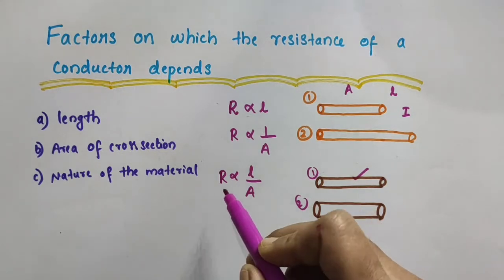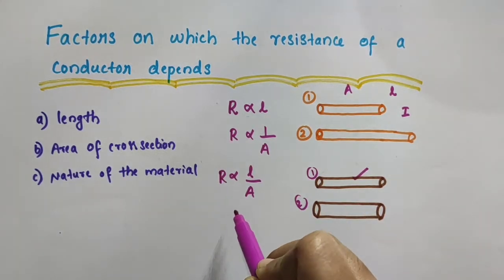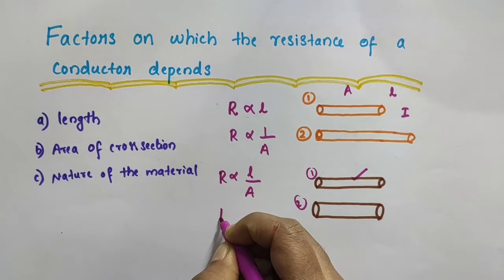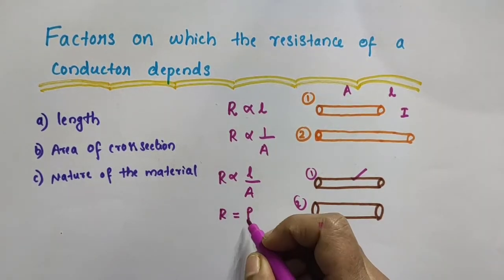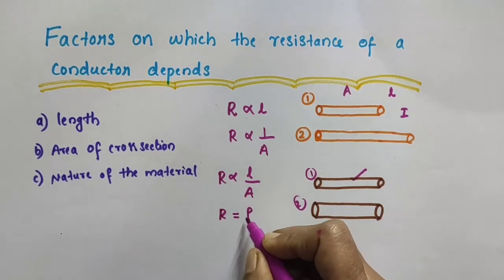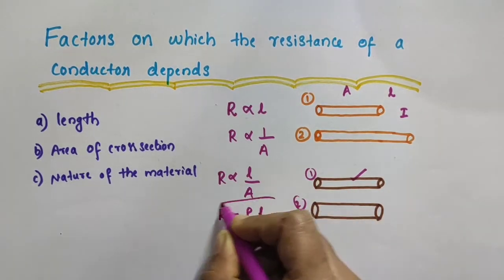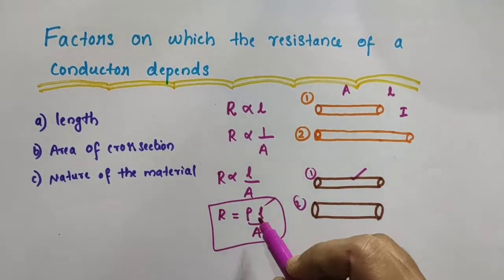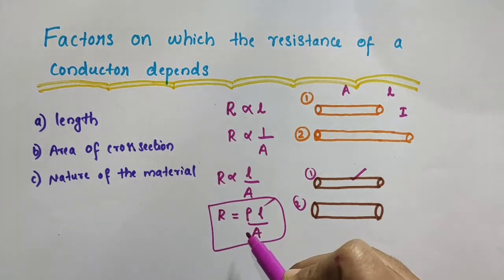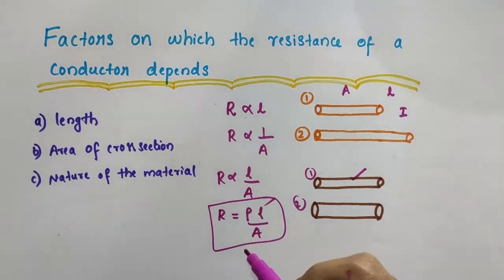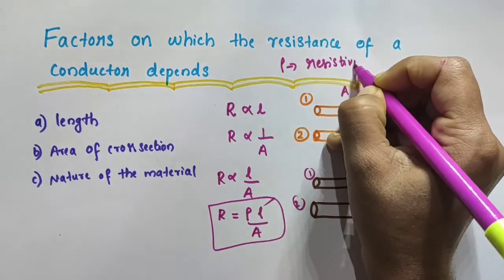Now, by replacing this proportionality sign with an equal sign, we should write one proportionality constant over here, no? So I am replacing this proportionality sign with an equal sign and writing one proportionality constant. This one is rho. This is the constant of proportionality used here. Then L is here, divided by A. This constant of proportionality, rho, is actually called the electrical resistivity of the material of the conductor.